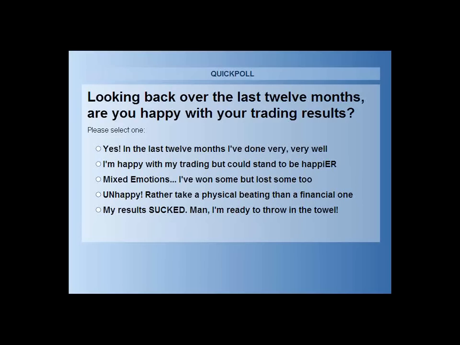Are you satisfied with your trading over the last 12 months? Are you happy with your trading results but could stand to be happier? Do you have mixed emotions? Essentially, you've won some but lost some. Are you unhappy with your trading results over the last 12 months? Or are you essentially ready to quit due to some of the losses that you've taken? So just let us know how you feel about your trading over the last 12 months.